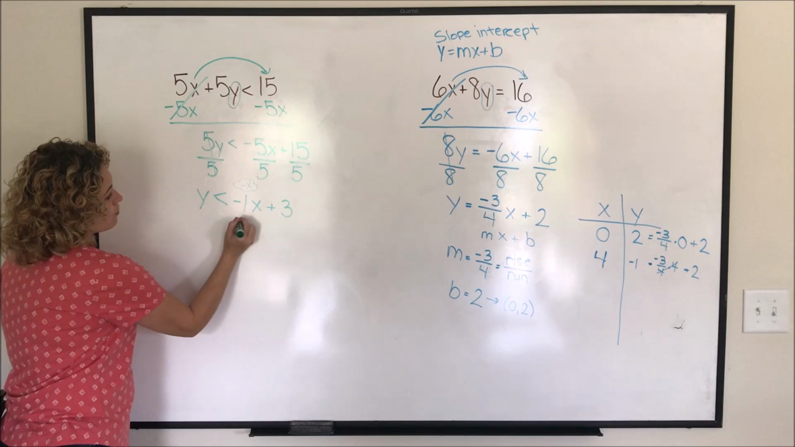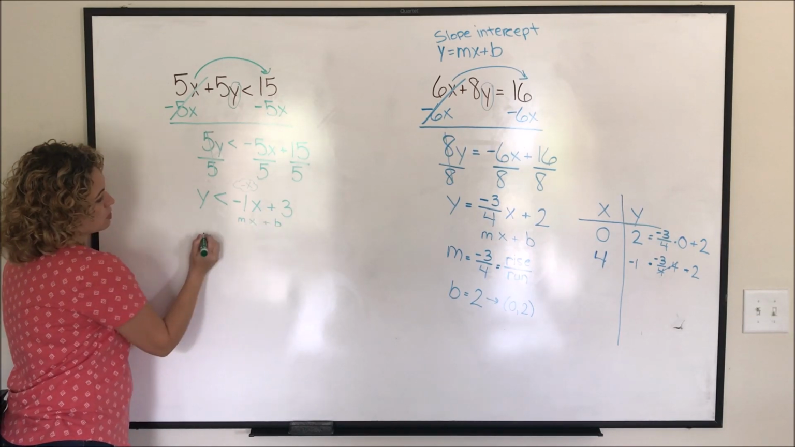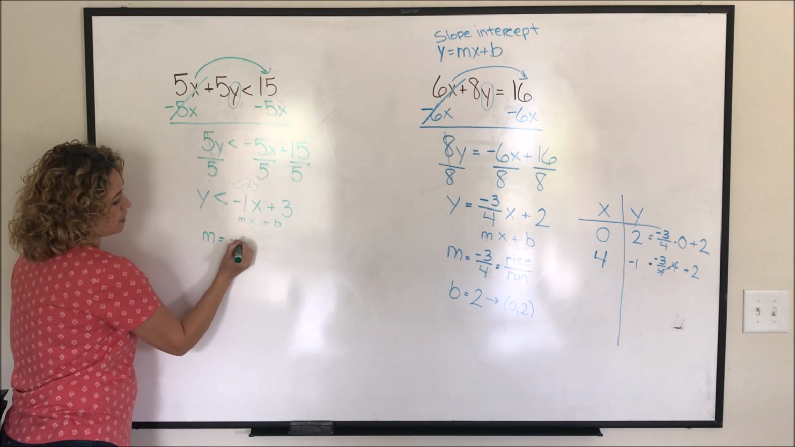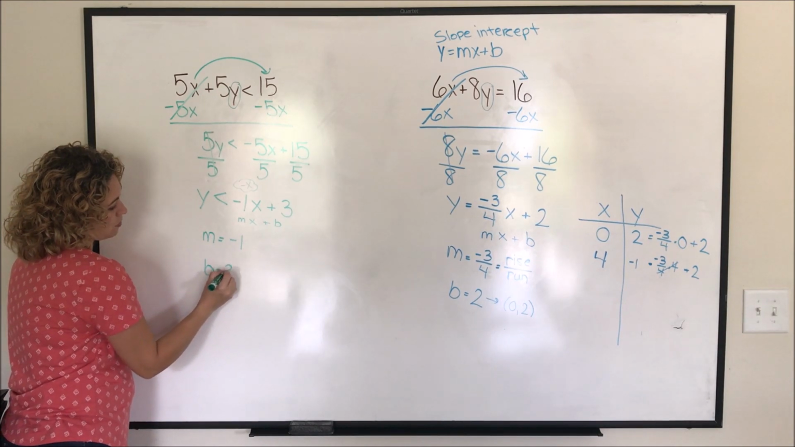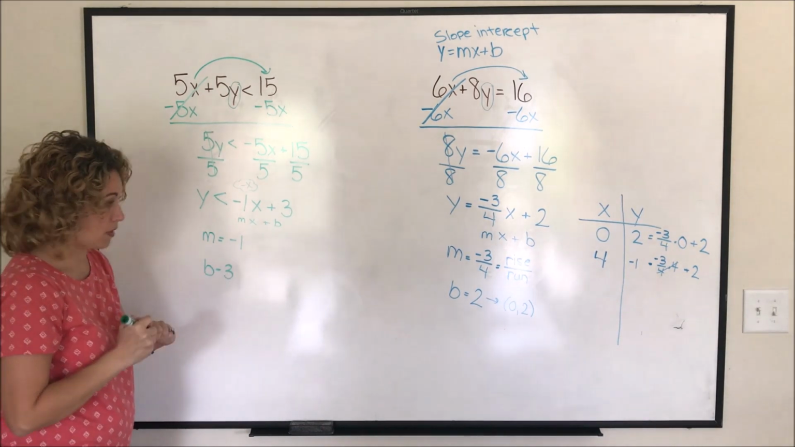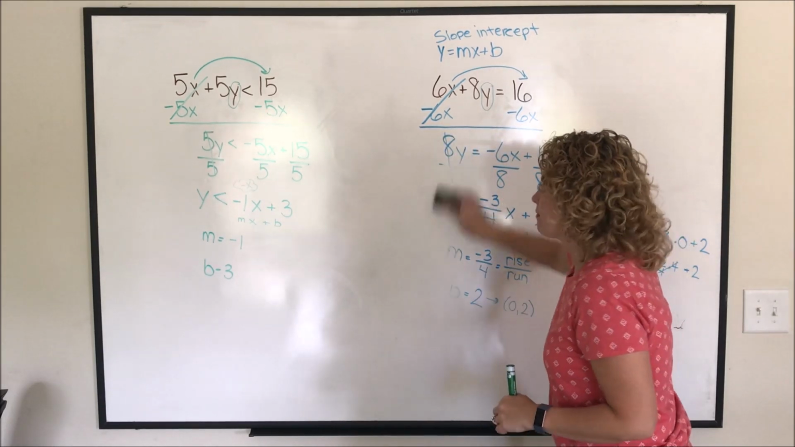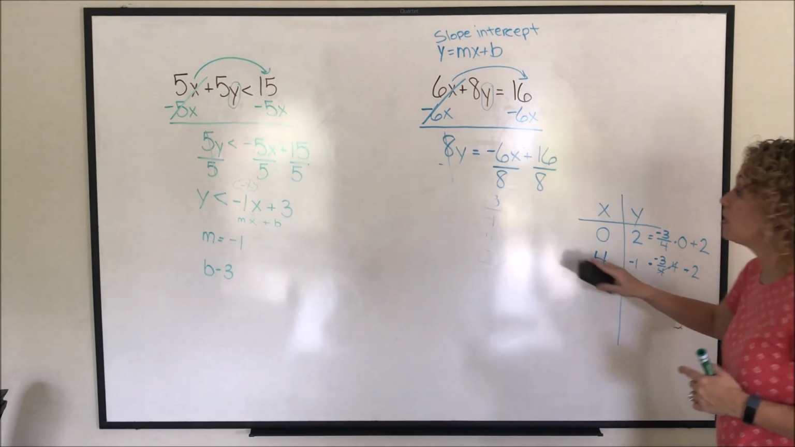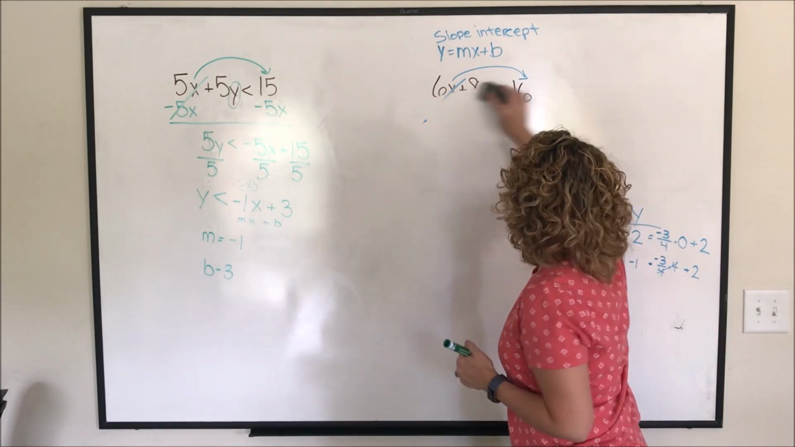It is now of the form mx plus b, which means our m is whatever's in front of the x, negative 1, and our b value is 3. Okay, and we want to get in the habit of graphing using the slope-intercept. So yes, you can do the table, but we want to try and use slope-intercept.